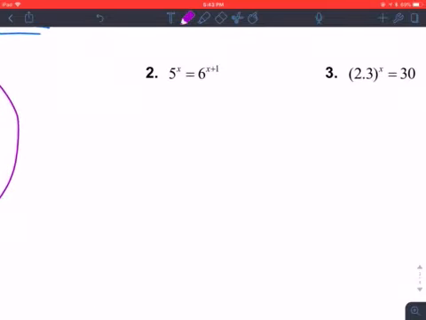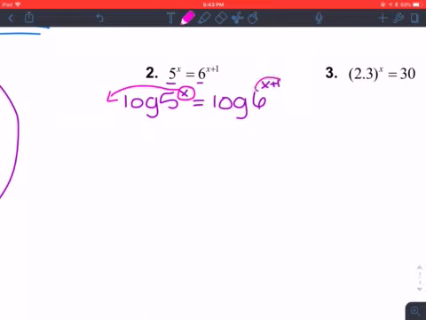Okay, on number 2, the same thing. There's no way for me to rewrite 5 as a base 6 or 6 as a base 5, so I'm going to take the log on both sides. Since it's an equation, as long as I'm taking log on both sides, it's still equivalent. Okay, again, we don't want our x in our exponent here. So we're going to move it out to the front using our power property.